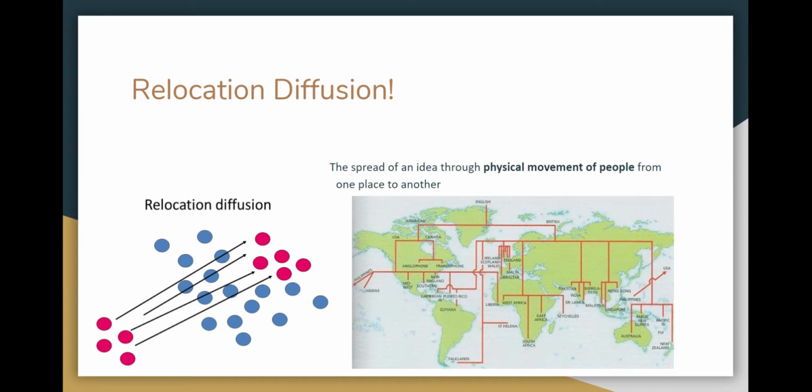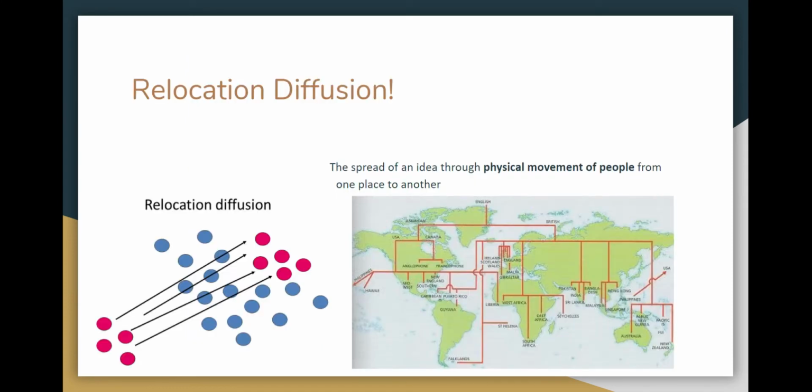So it is the spread of an idea or an element of culture through physical movement of people. Basically, to me, it's the introduction of culture to a new geographic area. So it's the spreading to a different geographic area. You can see that in a little diagram at the bottom left-hand corner. We have the red dots skipping over the blue dots and spreading their culture to the new red dots.